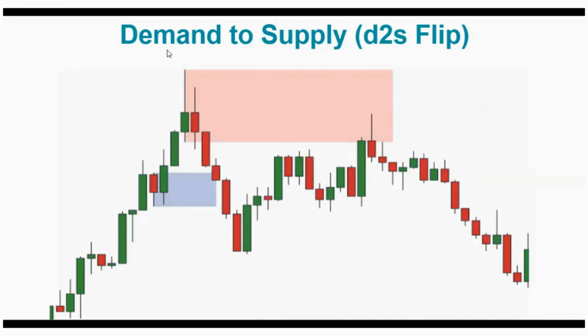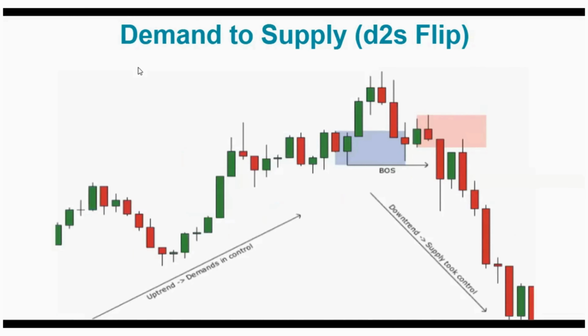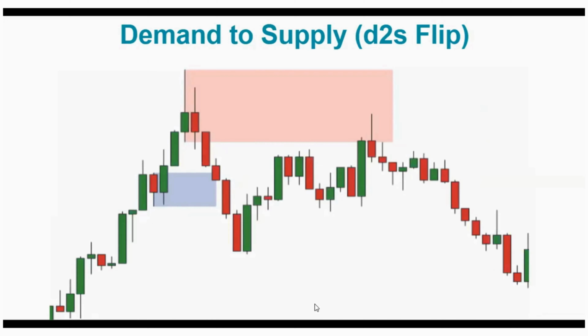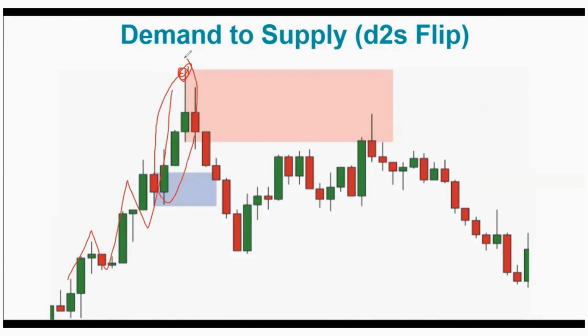So this is also a demand to supply flip, another demand to supply flip you can clearly see here. We went clearly up from here. So the last higher high was this. And which move created this higher high? This particular move. So the last down candle is this one, so this is your demand zone. And I have highlighted that demand with the blue box.